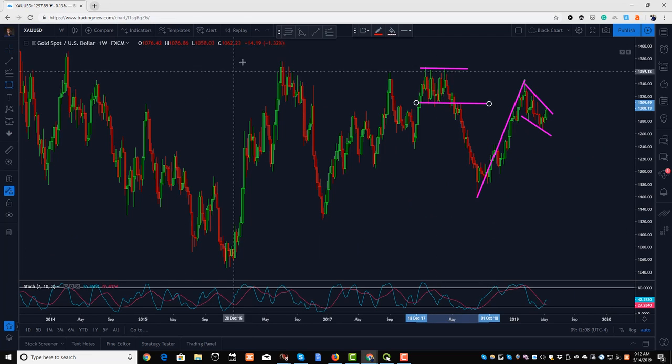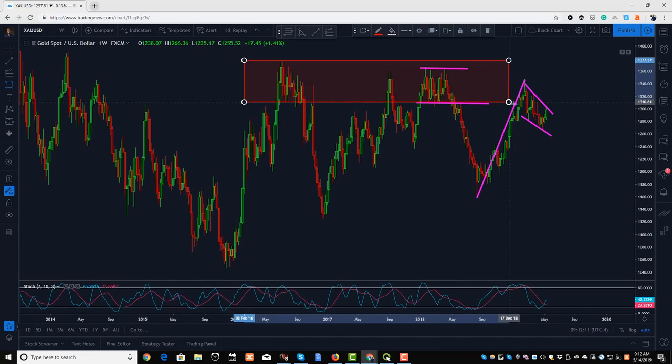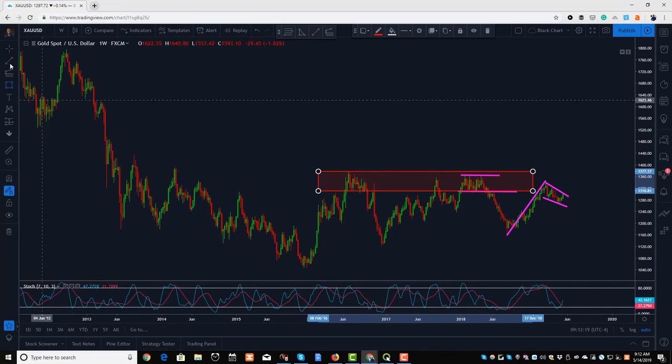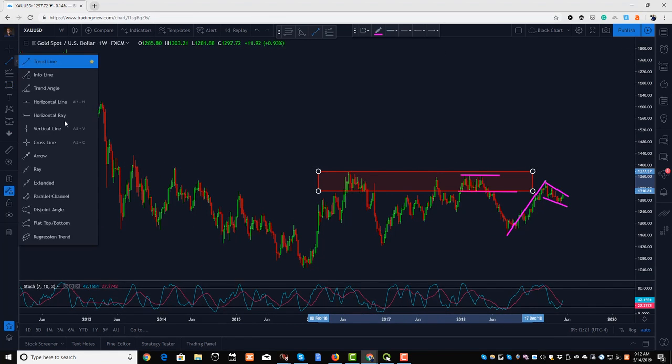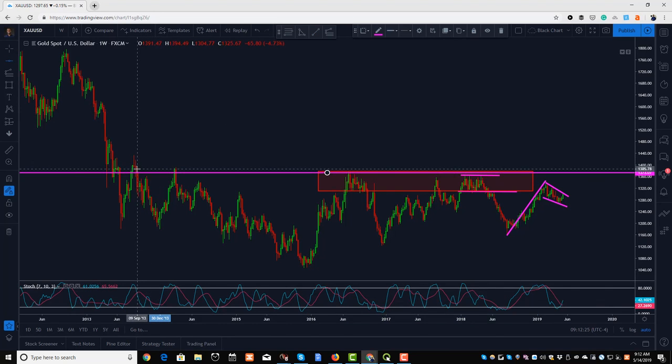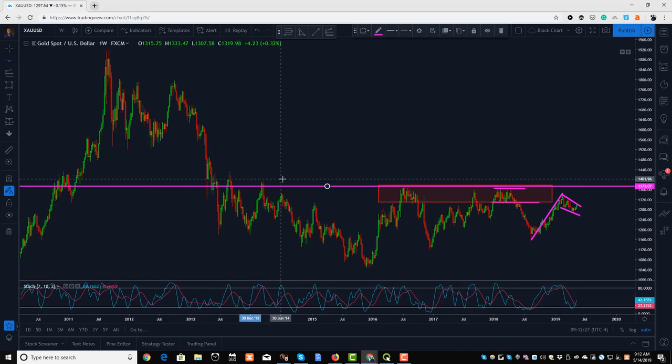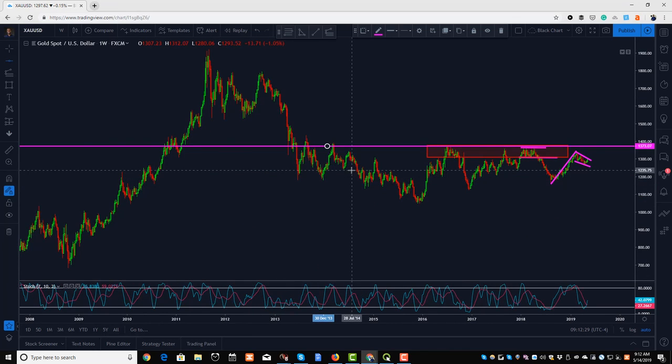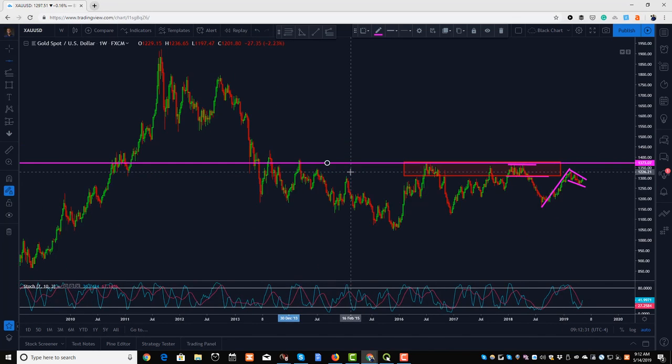And the last few times we've tested these levels, what has happened? We've held every time, right, guys? I mean, look how long we've been below this line. Really going back to September 2013. So it's a pretty powerful level of structure.